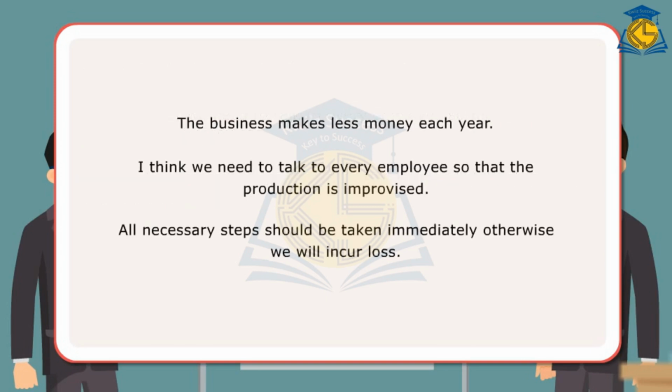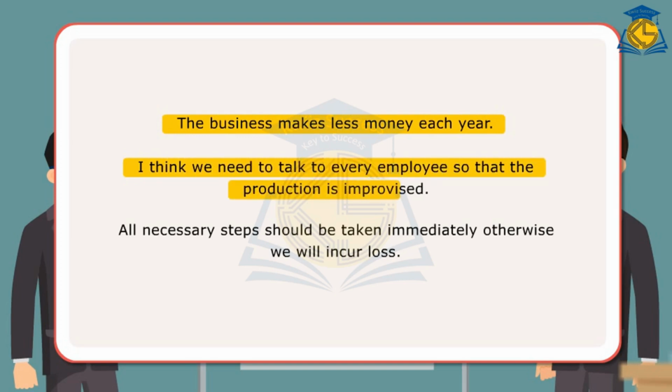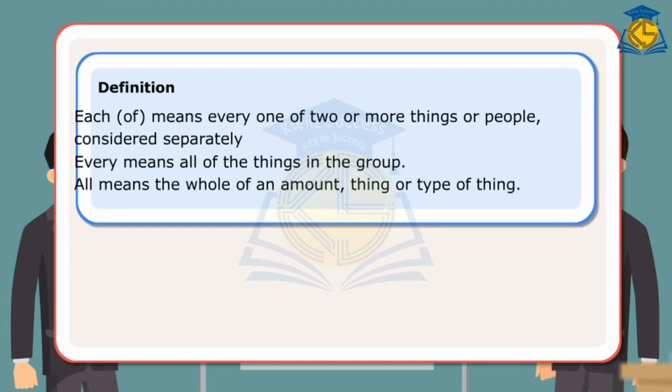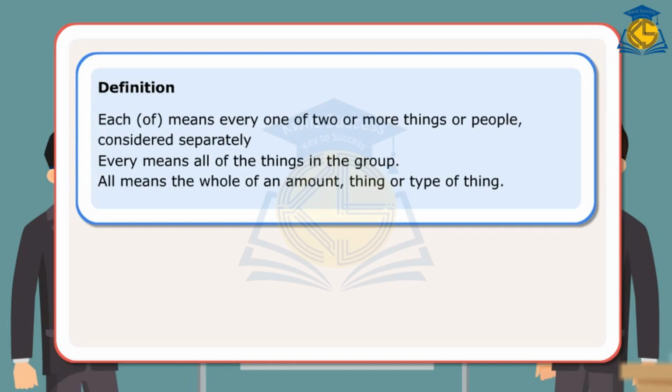Here are the example sentences. The business makes less money each year. I think we need to talk to every employee so that the production is improvised. All necessary steps should be taken immediately, otherwise we will incur loss. Definition. Each of means every one of two or more things or people considered separately. Every means all of the things in the group. All means the whole of an amount, thing or type of thing.